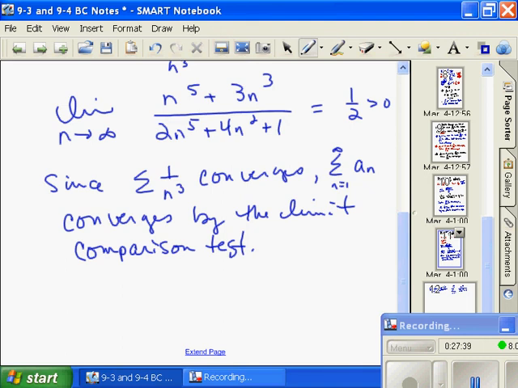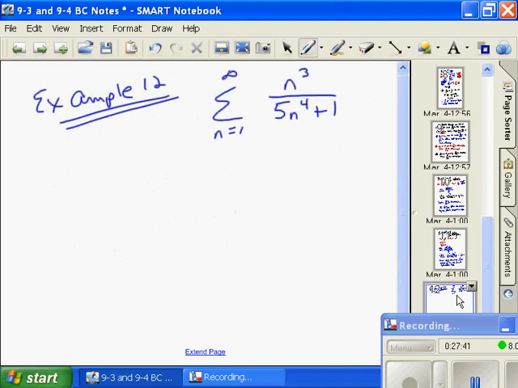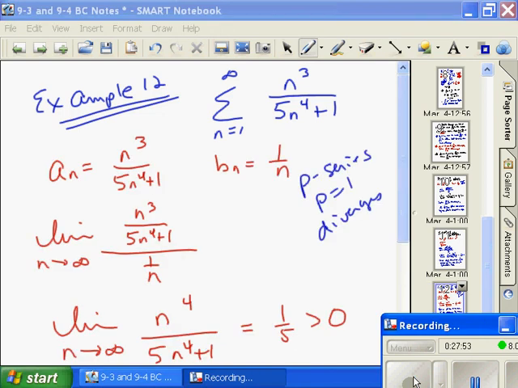Okay, example 12. Example 12 is very similar to the last two that we just did. So I'm going to have you pause and take 2 minutes and do that one, and then turn it back on and see if you got the right answer.